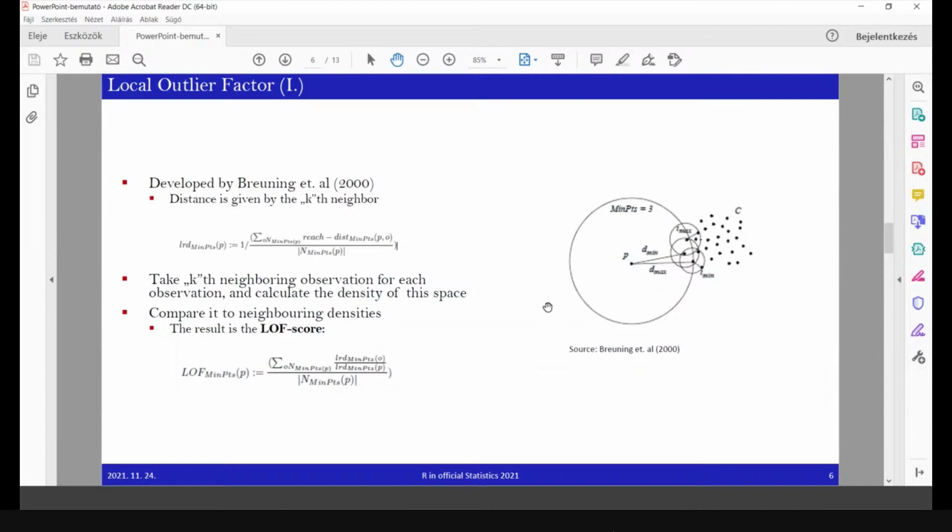So this is how we are calculating the LOF score. I also included the calculations here, which is essentially comparing our local density to the neighboring local densities. And the resulting LOF score, if it's an inlier, so not an outlier, should be around 1. And the further it is from 1, the more likely it is to be an outlier.